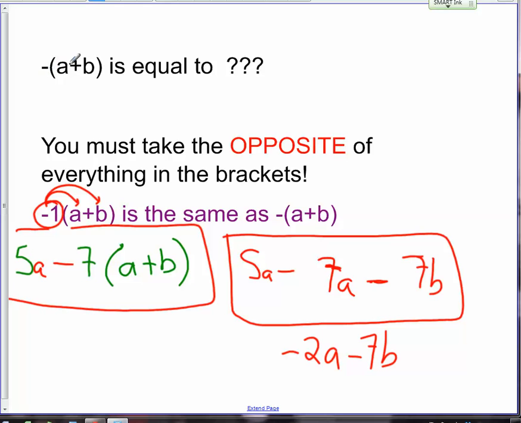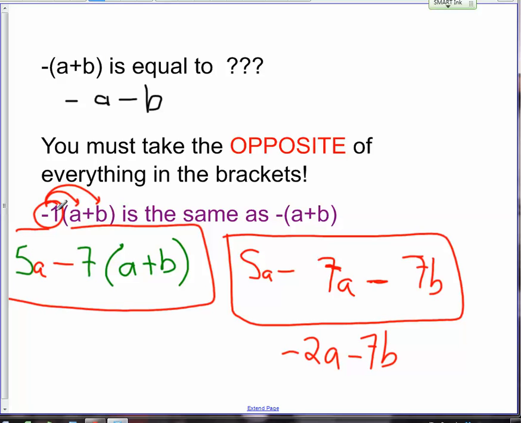So what is the opposite of a plus b equal to? Well, you must take the opposite of everything in the brackets. So the opposite of a plus b is the opposite of a minus b. Okay, I'm taking the opposite of everything in the brackets. And remember, you want to do that so you can simplify and combine your like terms.